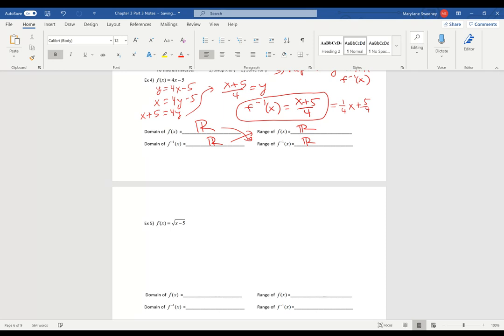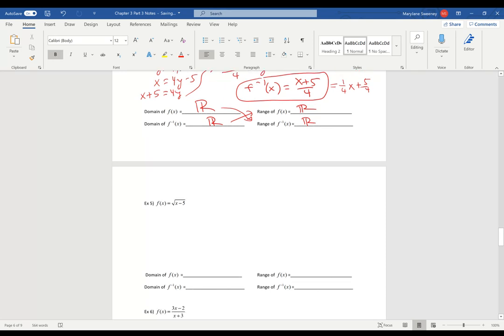Now, this one, we're going to have to be a little careful when we do our domains and ranges. So, y equals square root of x minus 5. Swap x and y. Solve for y. So now I have to square both sides. f to the negative 1 of x equals x squared plus 5.